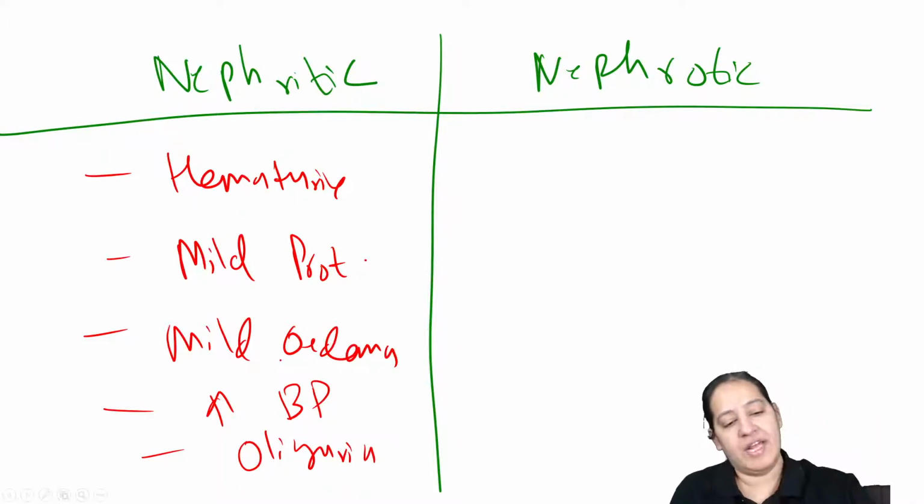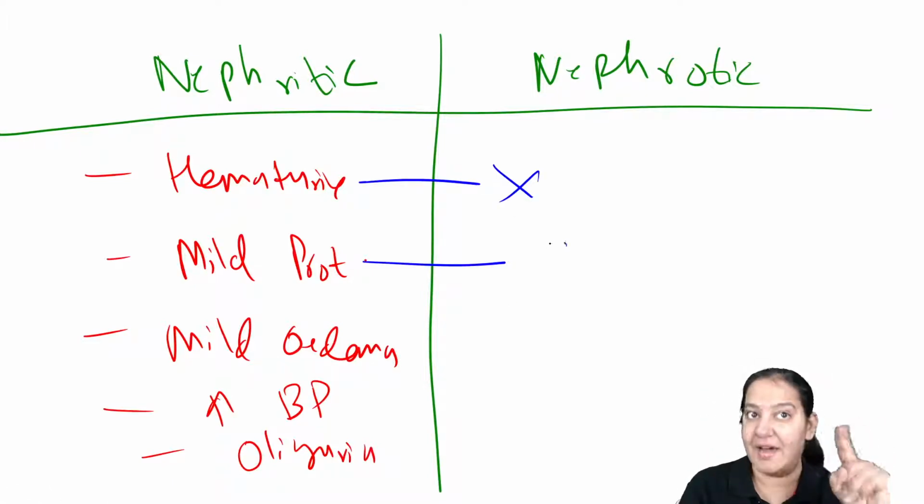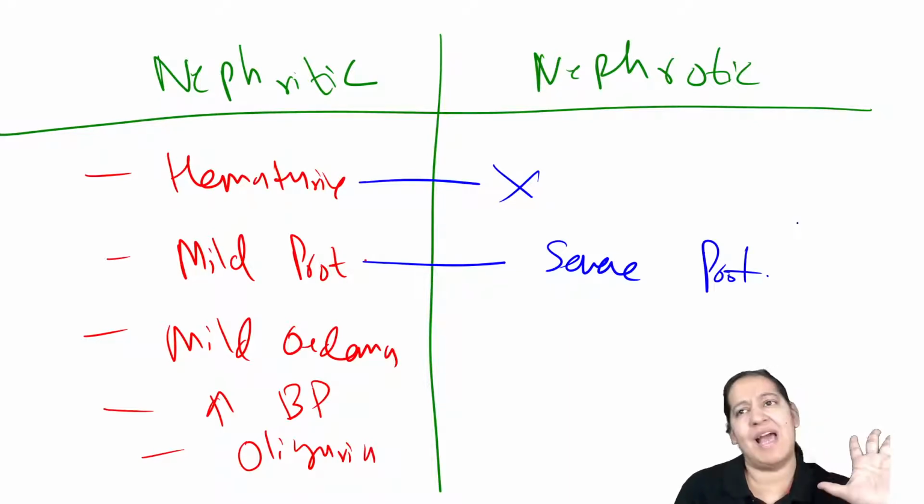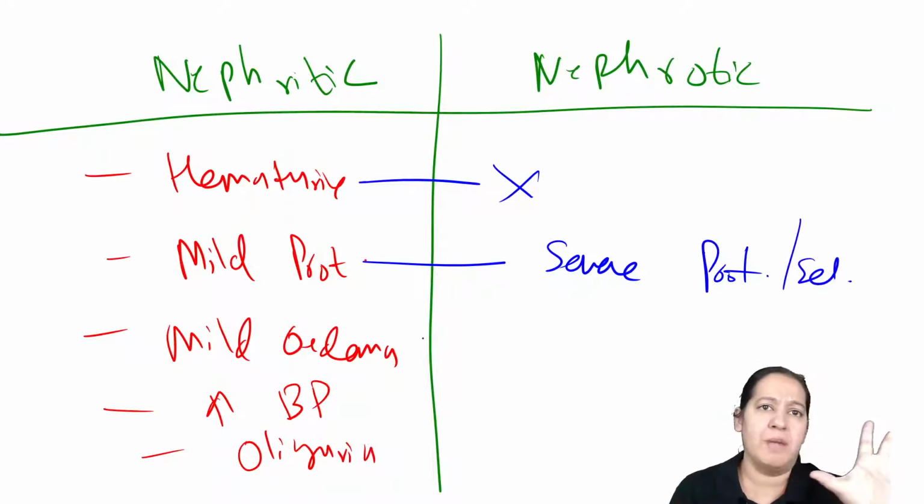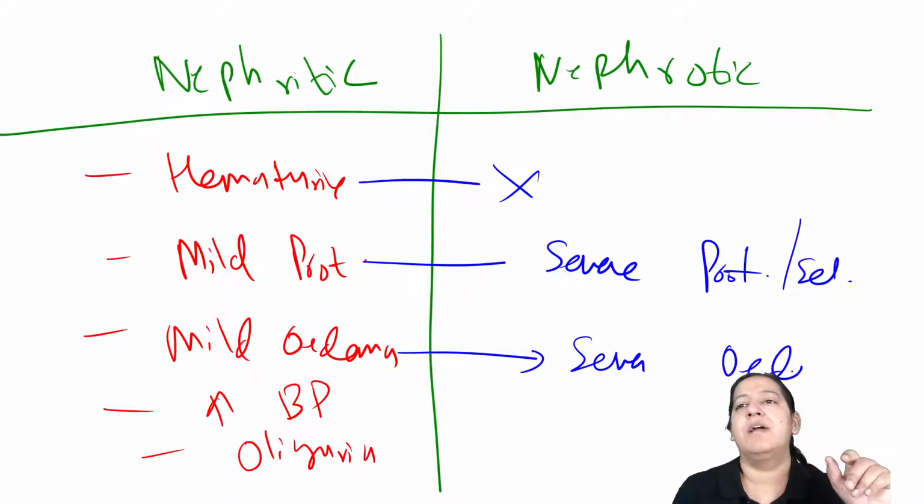But in nephrotic syndrome, there is no hematuria. Proteinuria is there, but it is severe. Severe proteinuria, selective and severe. Only albumin comes out. Edema is there, but it is severe.